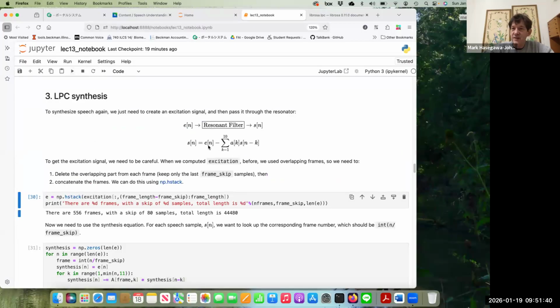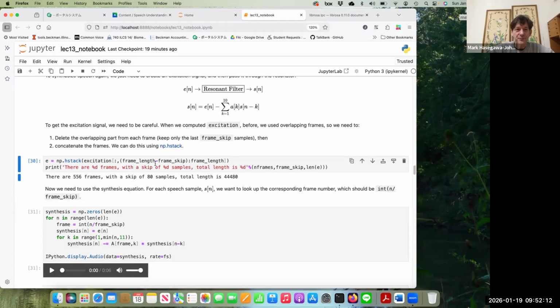There we go. So we take e of n and then subtract the sum from k equals 1 to 10, not 0 to 10. The sum from k equals 1 to 10, a of k times s of n minus k, and that gives us back again the speech signal. In fact, if you use the original excitation, this gives us something very, very close to the original speech signal. This is basically how your cell phone works. The speech coder on a cell phone constructs a really good model of E of n, and then passes it through this LPC filter in order to reconstruct the speech.